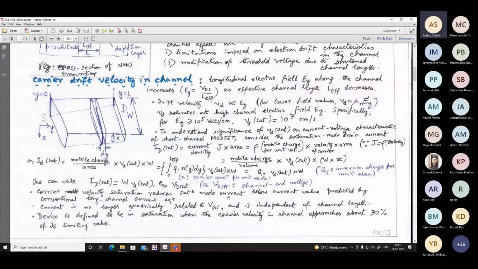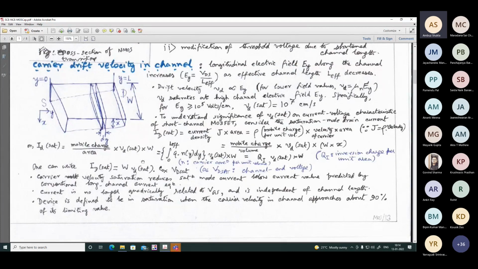We wrote earlier, if you remember, ID equals mu COX by 2 into VGS minus VT whole square. That exponent 2 will no longer be applicable for a short channel device. As we shall see, the current will be linearly related to the gate to source voltage, but we have to wait for certain classes to derive that. And also it is independent of the channel length. That is also important. The device is said to be in saturation when the carrier velocity in the channel approaches about 90% of its limiting value.